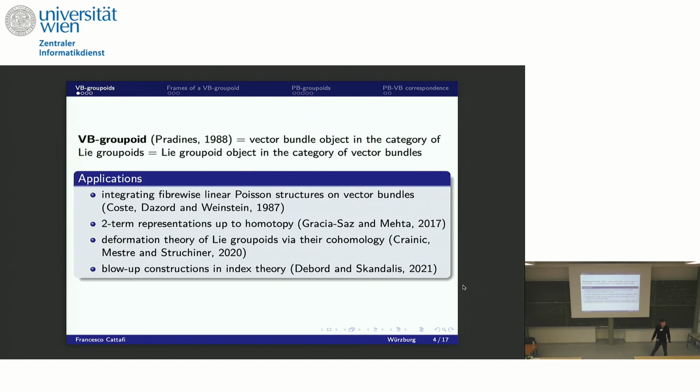Yes? Representations? No, it's two-term representations up to homotopy. So there is representation up to homotopy, which is a single thing, and then a special kind would be the one that's two-term as opposed to n-term.